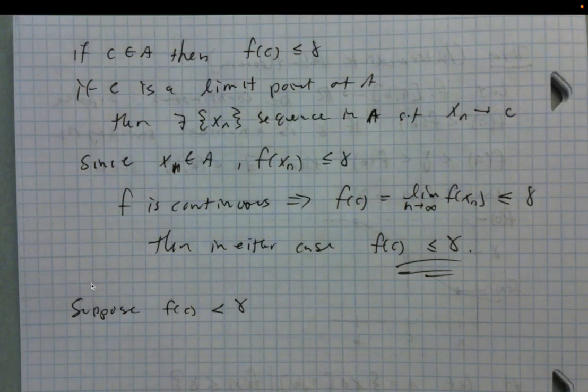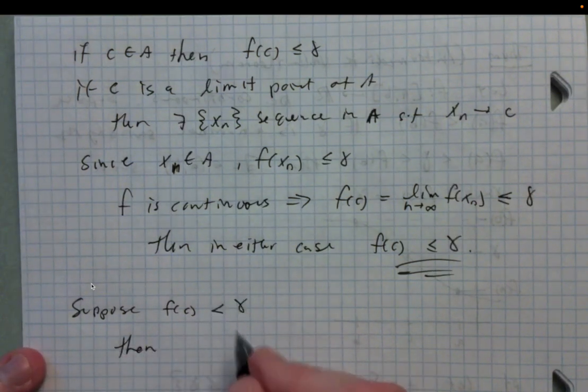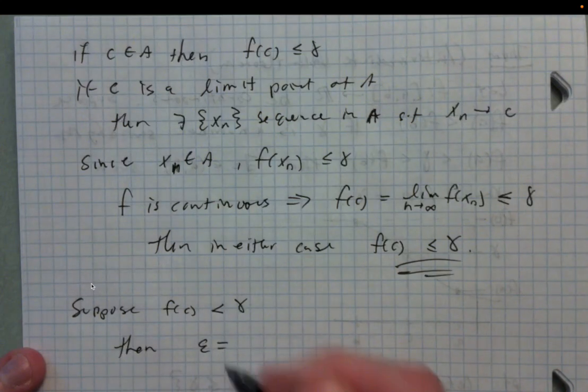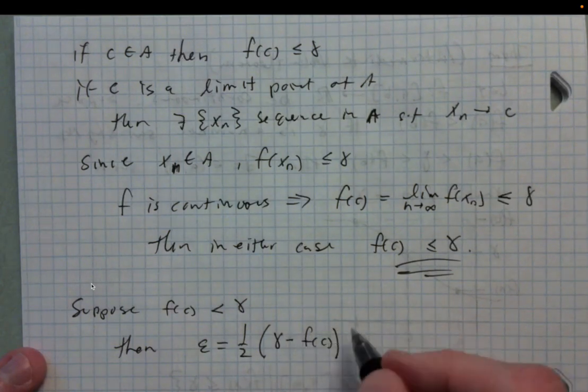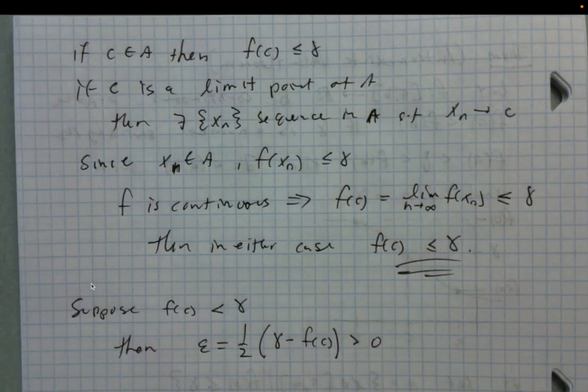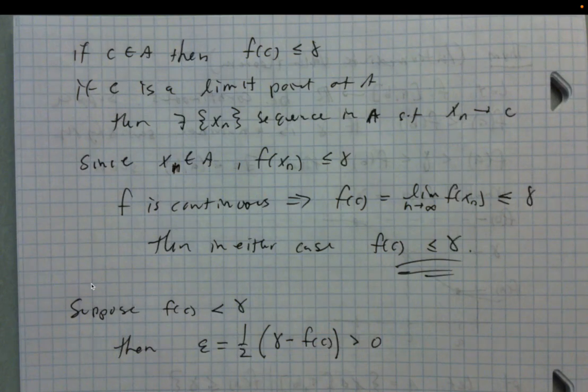Let's suppose that f of C is strictly less than delta. If this is true, then epsilon equal to 1/2 of delta minus f of C is going to be a value greater than 0, isn't it? Delta and f of C are not identical, so that's a positive value, and 1/2 of that is still a positive value. So obviously we're trying to derive a contradiction here.